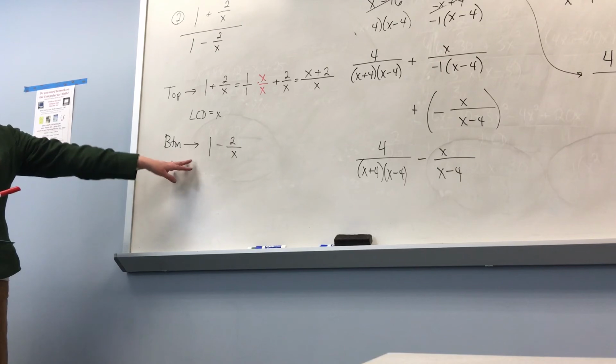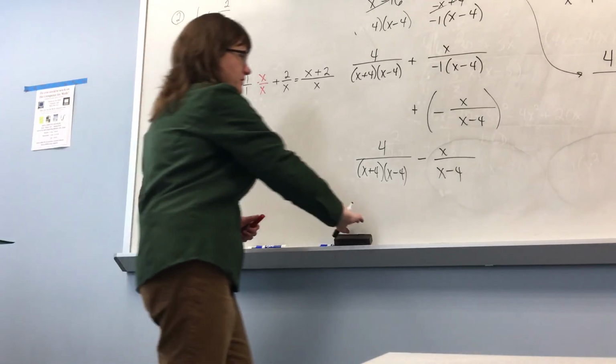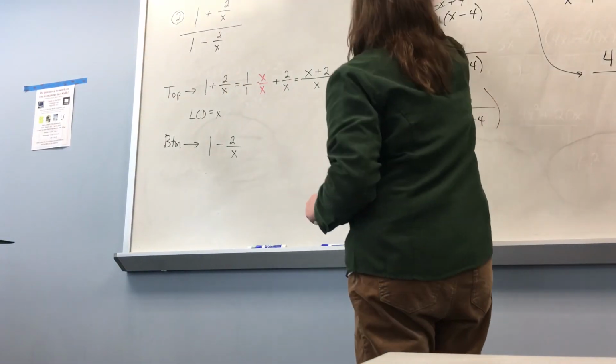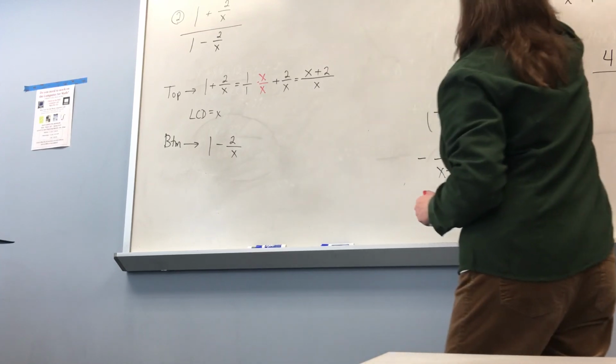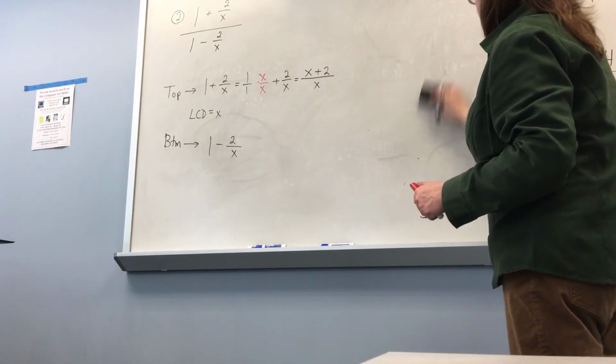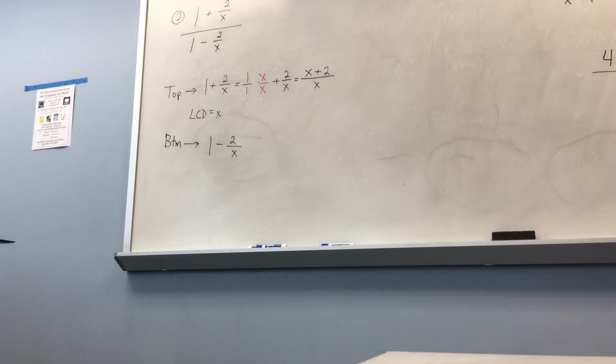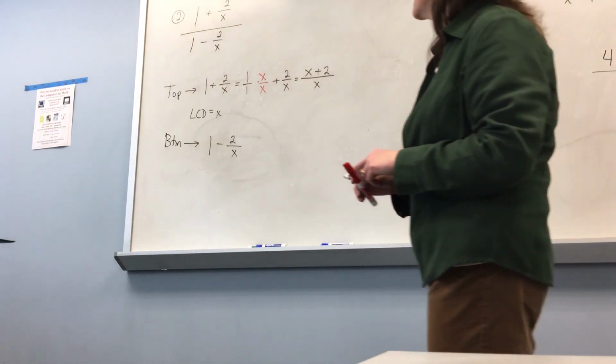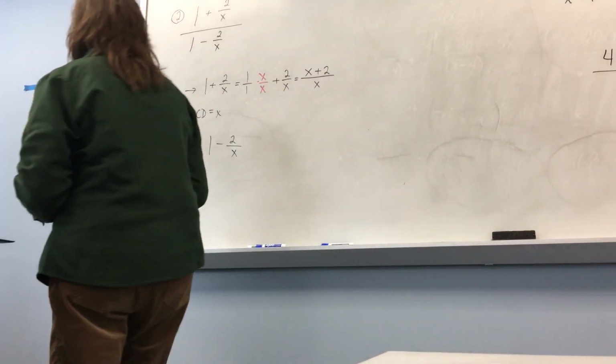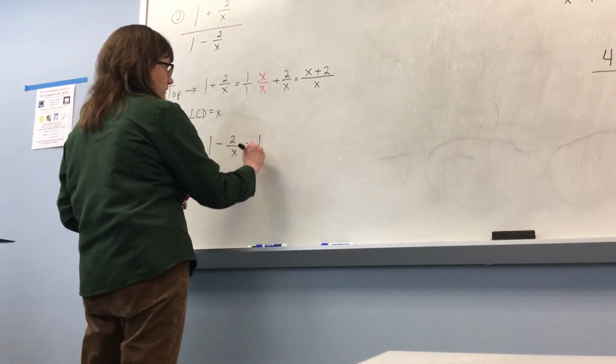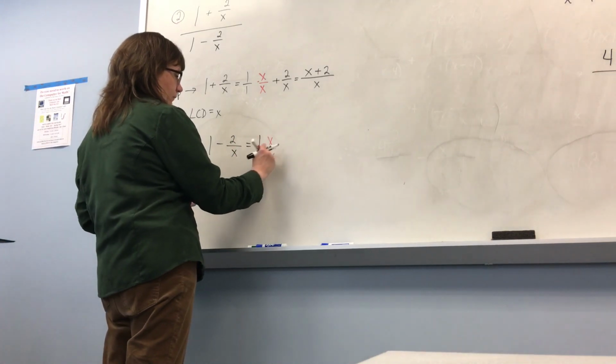Do this subtraction, 1 minus 2 over x. You don't have like fractions, so you have to find the least common denominator, write each fraction with the LCD, and then do the operation with the like fractions. So my 1, I'm going to multiply that times x over x.